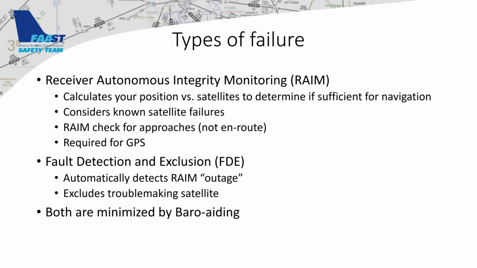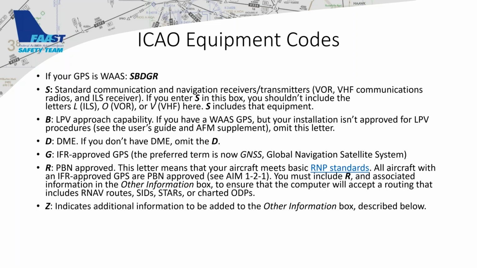to check for GPS failures. Both of those are minimized if we have baro aiding. And baro aiding is something that's going to come up in the SAPT tutorial that I do later. Most importantly, I'm assuming that a lot of my audience is general aviation pilots, and most general aviation aircraft, at least the small piston variety, aren't going to have baro aiding. But if you do, and that's in the STC for whatever GPS you have installed, then that's something you need to know because it's going to affect how FDE and RAIM work.